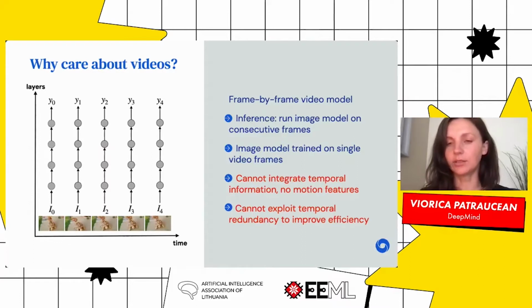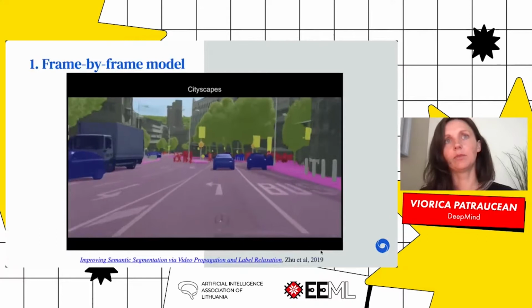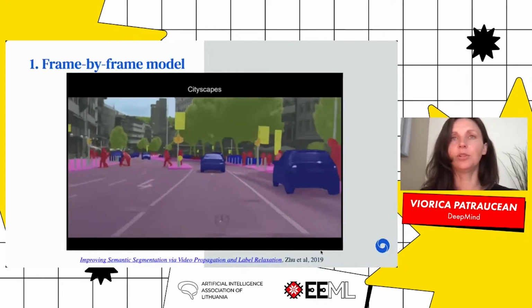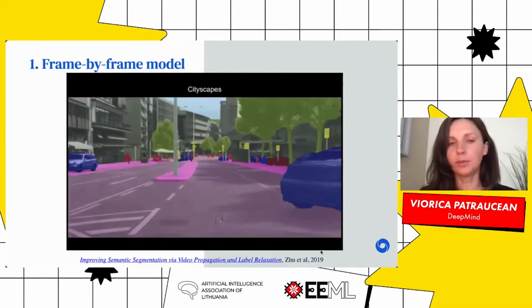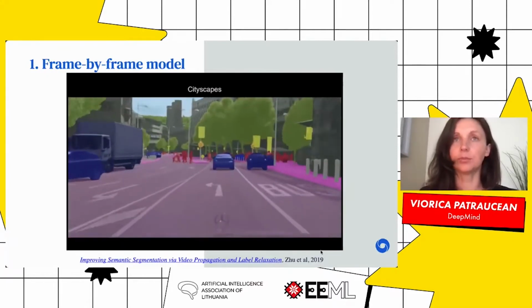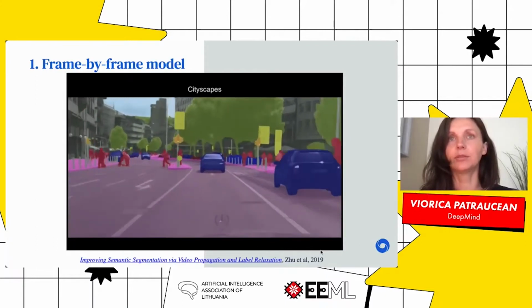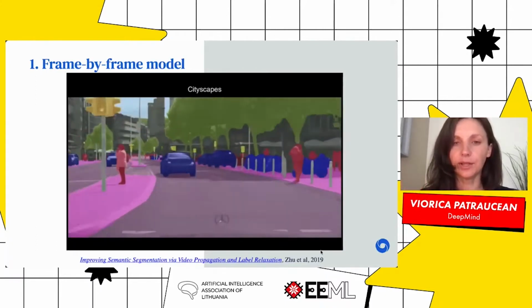Now, the downside of this kind of model is that it cannot integrate temporal information. So you cannot reason about motion features, for example. And in addition, you cannot exploit temporal redundancy to improve efficiency. And these are the kind of things that we will be looking at today. Now, with this kind of frame-by-frame video model, as I said, they work reasonably well. But for practical applications especially, they can pose important problems. For example, you might notice here this kind of flickering effect.